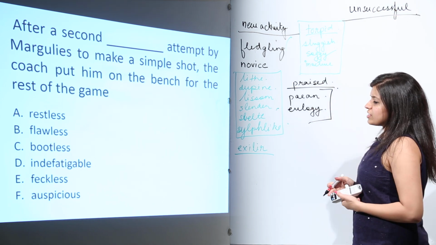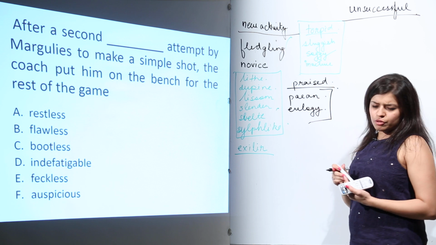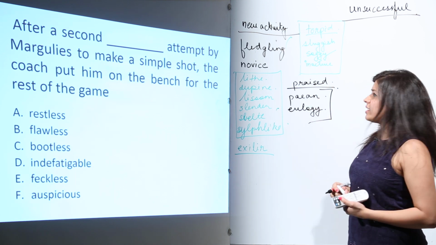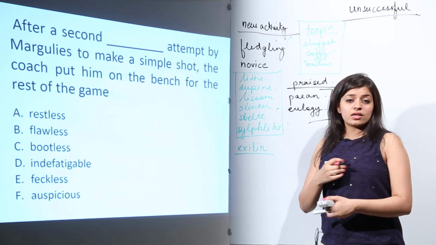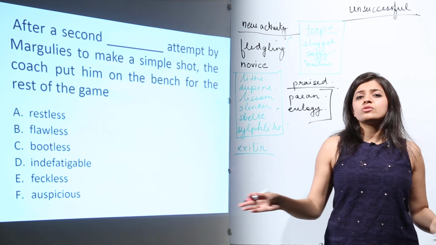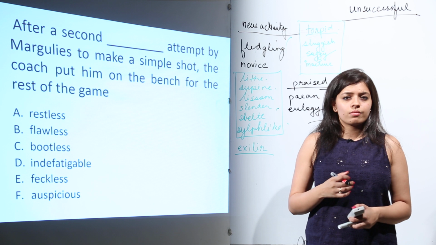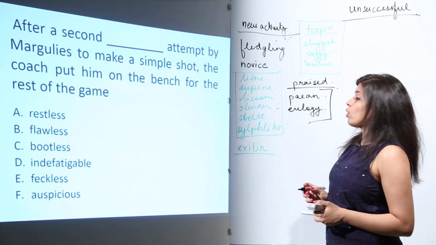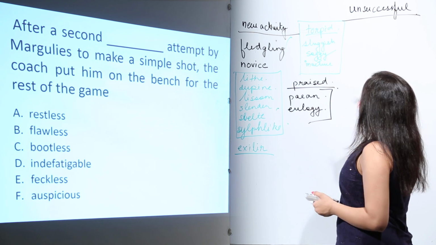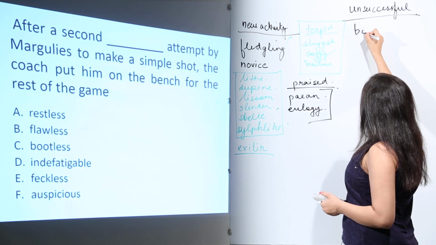Now let's see the options. Restless. Restless does not match. Margulies was not restless. The attempt was unsuccessful. Flawless. Flawless means something that is perfect, that goes on without any flaw. Obviously the attempt by Margulies was not at all flawless. Bootless. Yes, bootless means unsuccessful.